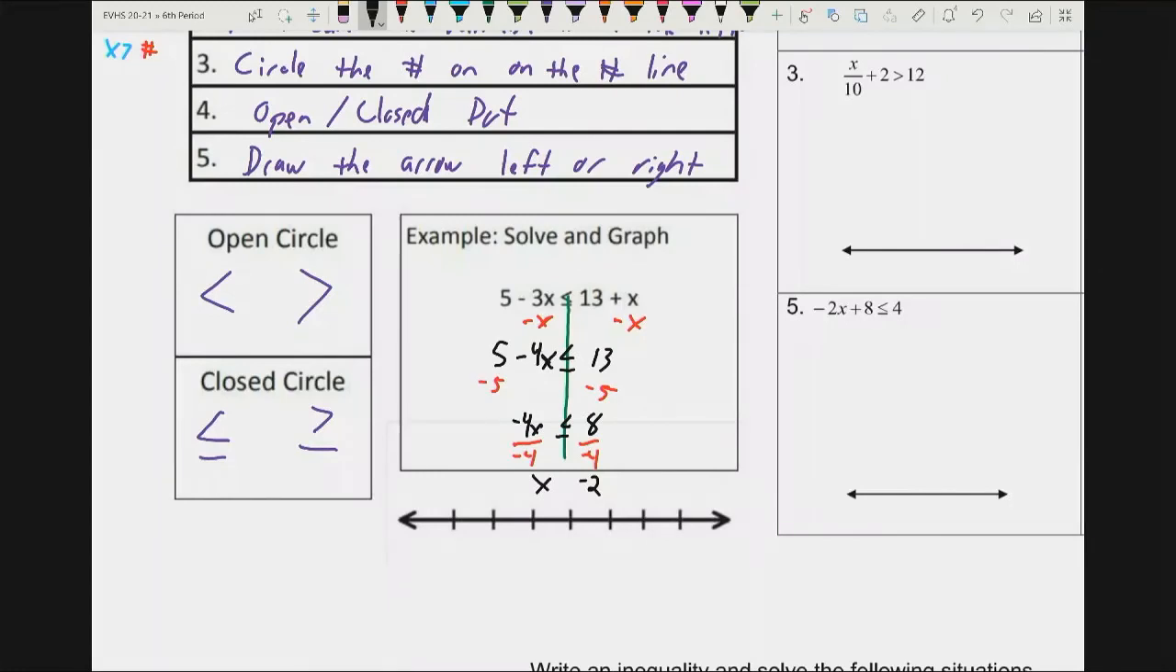But because I have divided by a negative 4, that invokes that golden rule of inequalities. So whenever I divide by a negative number, I have to flip the inequality sign. So my inequality sign is going to get flipped around the other direction and be greater than or equal to.